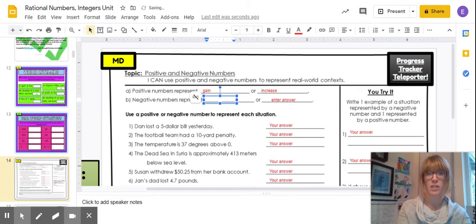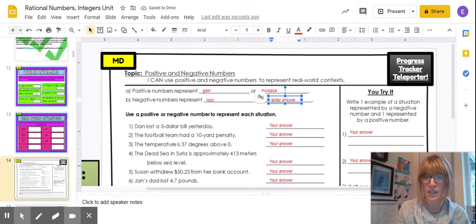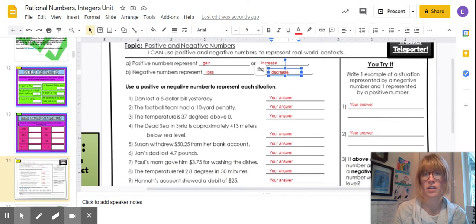So they oftentimes represent a loss. So maybe you fumble the football and there's a loss of yards, or a decrease. So maybe you lose something or your bank account goes down. It's a decrease in money. So we're going to have some situations here, and we're going to think about, is this a positive number that's being represented or a negative number that's being represented?